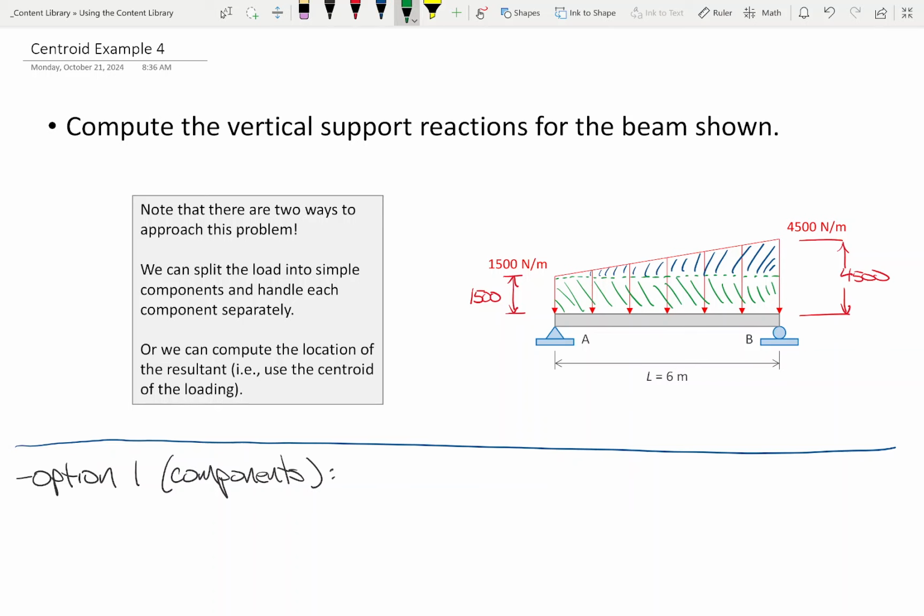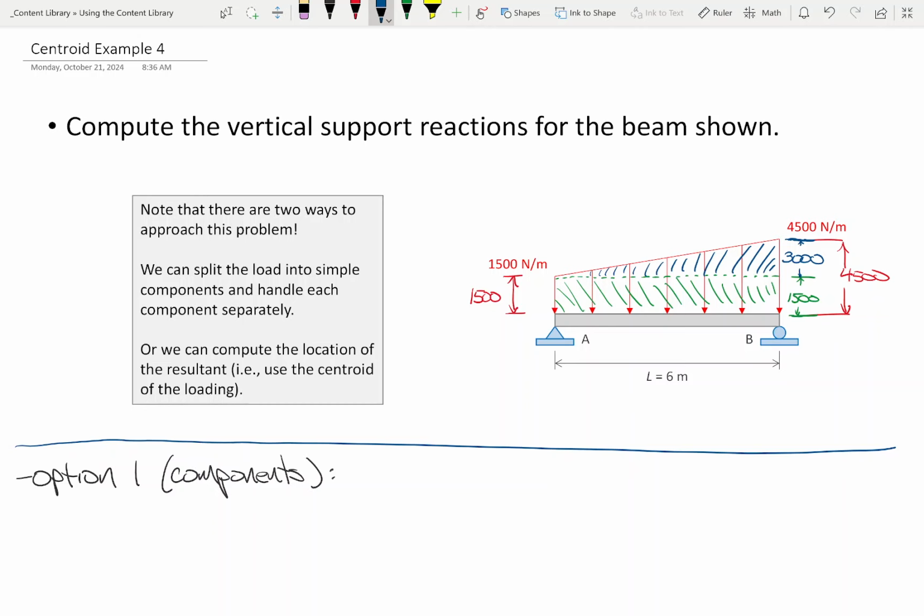So just to make sure we're all on the same page, what is this height right here? Okay, so if this is 1,500, what's this height? 3,000.